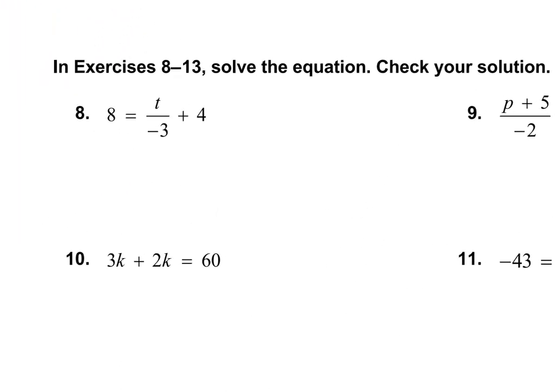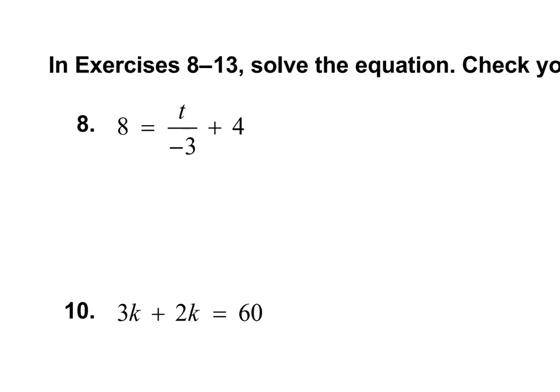All right, number 8 is kind of like one we did in class, but not exactly. We want to get t by itself. What's happening to t is it is being divided by negative 3. It is also being added to by 4. And so according to what I told you in class, I want to solve by doing the opposite. And that means I'm going to deal with the adding and subtracting first. So let's subtract 4, because that is getting things away from the t.